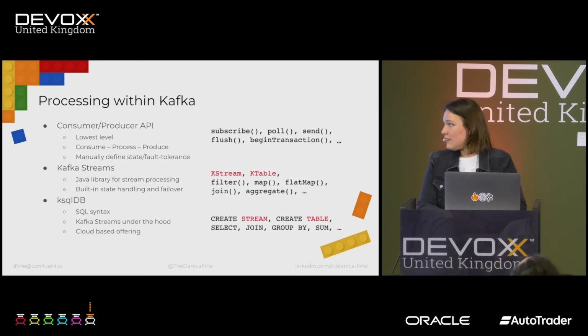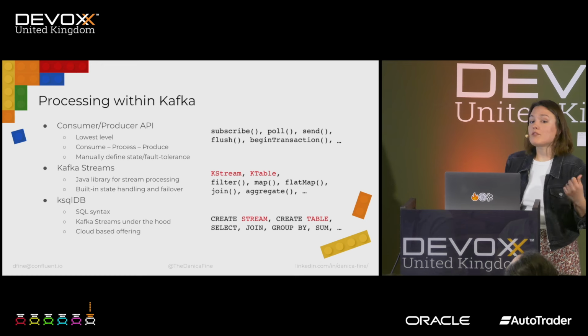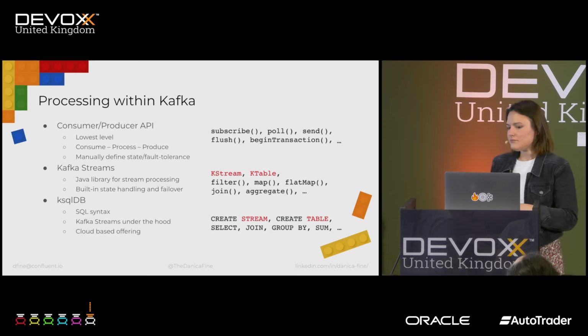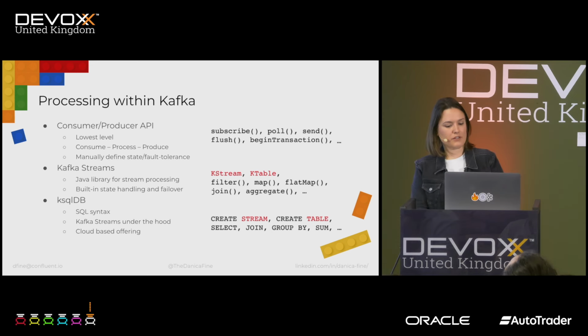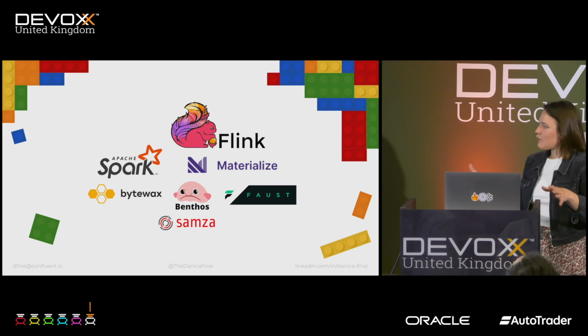And finally, the easiest way to do processing with Kafka is with KSQLDB. So this is a SQL wrapper on top of Kafka Streams, just in case you don't want to go through the whole process of writing the Kafka Streams application. It just makes it a little bit easier for folks to use. And so that was just on the Kafka side of things.